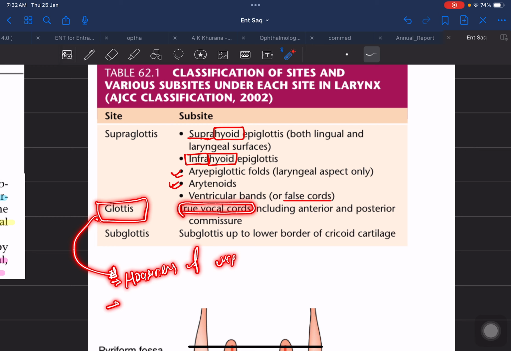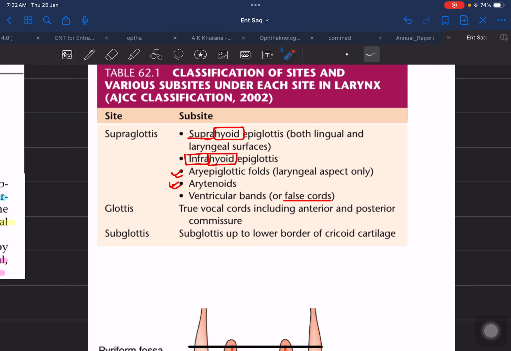And as the hoarseness of voice is seen, the patient immediately visits the physician, and he can get the immediate treatment. That is one reason, and another is there is no nodal metastasis in glottic carcinoma. Now why there is no nodal metastasis in the case of glottic carcinoma is that there are no lymphatics in the vocal cord, we can say.